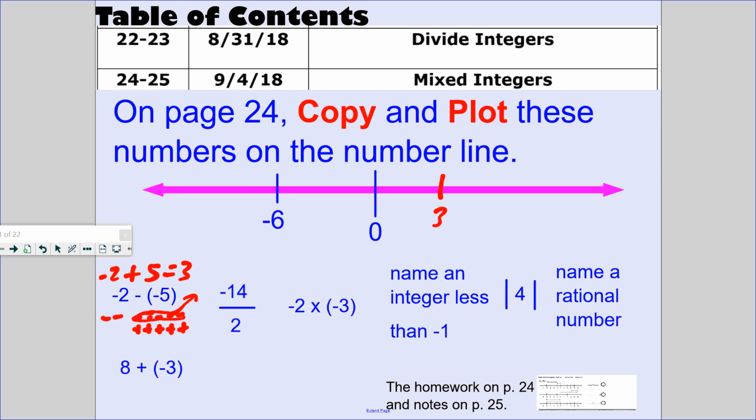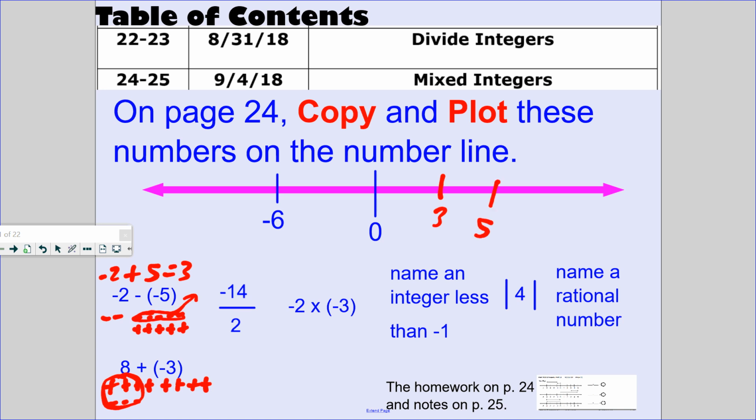Again, some of you may not like this way. You may just add the opposite. You keep the -2, turn the subtraction to an adding. The opposite of -5 is 5. -2 plus 5 equals 3. What's 8 positive combined with 3 negatives? These make zero pairs, so 5.